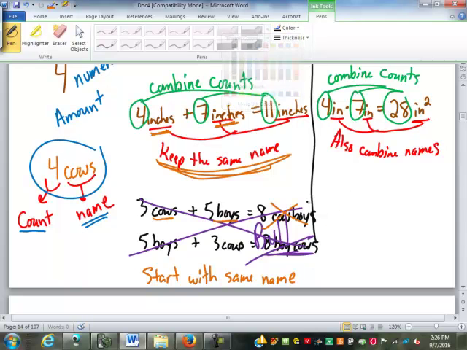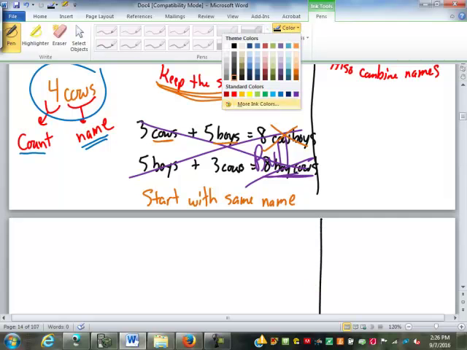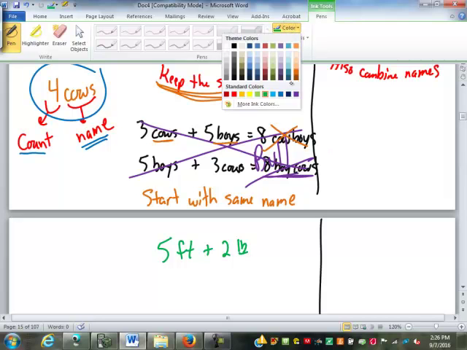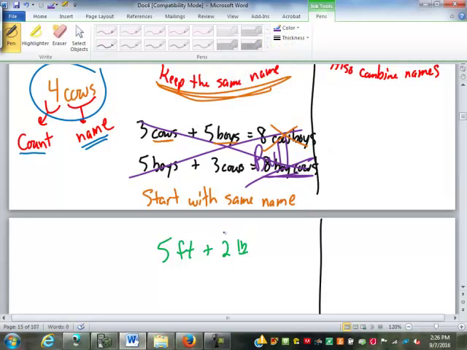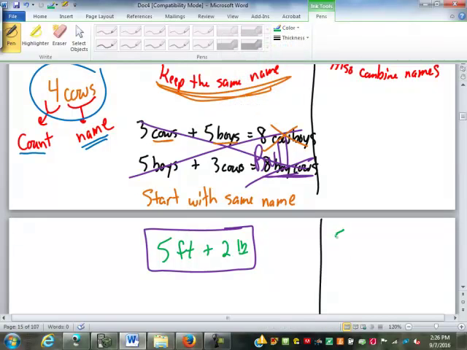Let me show you here in a little bit more explicit form. If I have something like 5 feet plus 2 pounds, I cannot add those because they have different names. If I try to add 5 feet plus 2 pounds, I get 5 feet and 2 pounds.